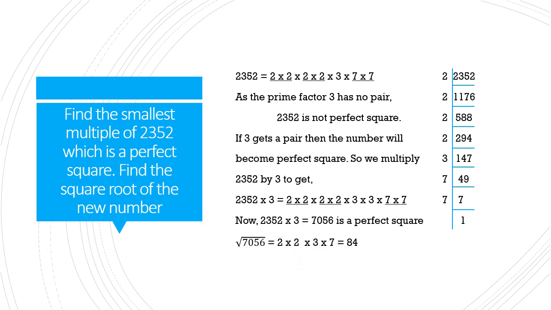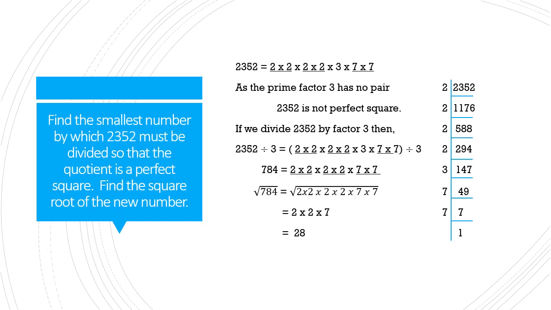Okay children. Find the smallest number by which 2352 must be divided so that the quotient is a perfect square. Find the square root of the new number. So in this case also we are doing the prime factorization of the given number 2352, and by doing prime factorization we get 2352 is equal to 2 into 2 into 2 into 2 into 3 into 7 into 7. In the previous question also we did the same. So here the factor 3 does not come in pair.